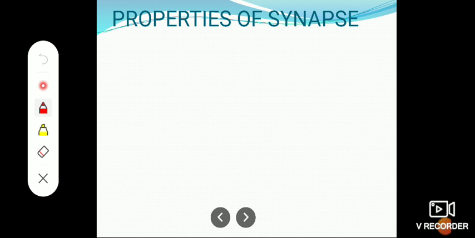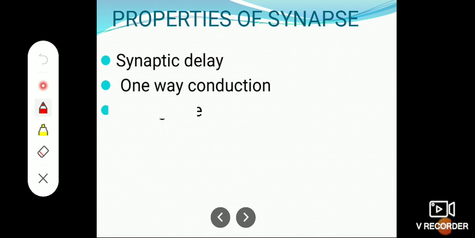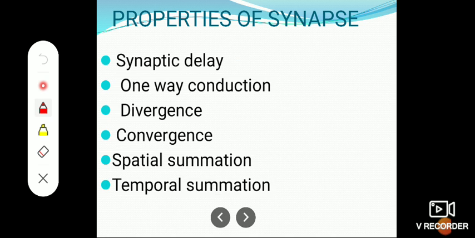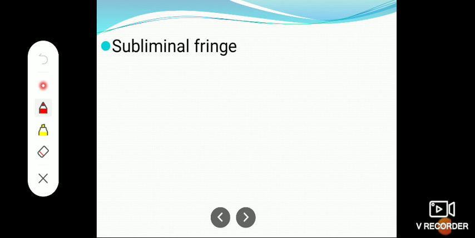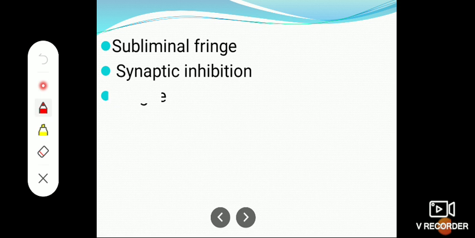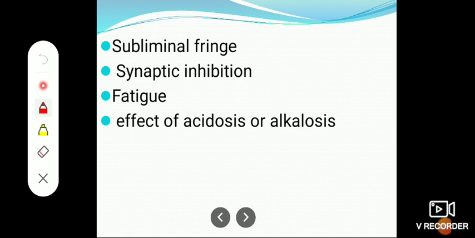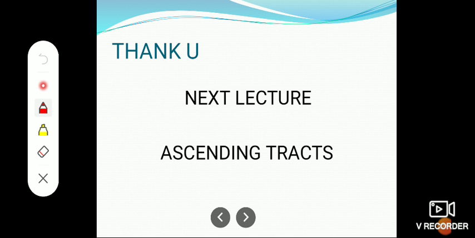So like this, today we have discussed properties of synapse: synaptic delay, one-way conduction, divergence, convergence, spatial summation, temporal summation, subliminal fringe, synaptic inhibition of multiple types, fatigue, effect of acidosis and alkalosis, and effect of hypoxia. So here we are completing properties of synapse. Thank you. In the next lecture, we will discuss physiology of tracts.